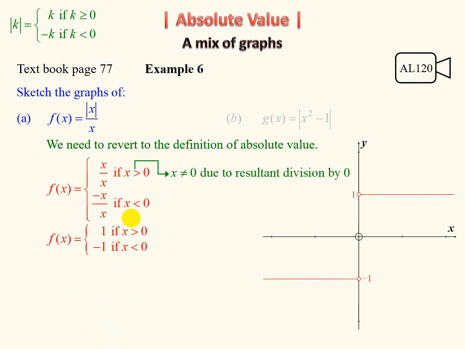There we are. For x greater than 0, to the right of the y-axis, we've got f of x equals 1, y equals 1. And to the left of the y-axis, for x less than 0, we have y equals negative 1. Notice the circles to exclude x equals 0.